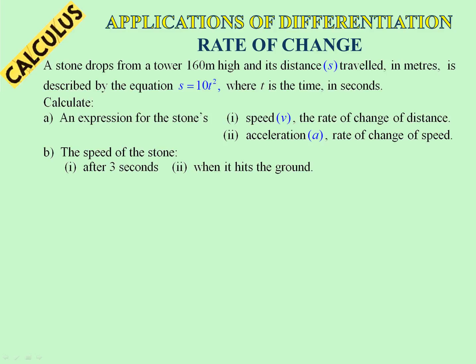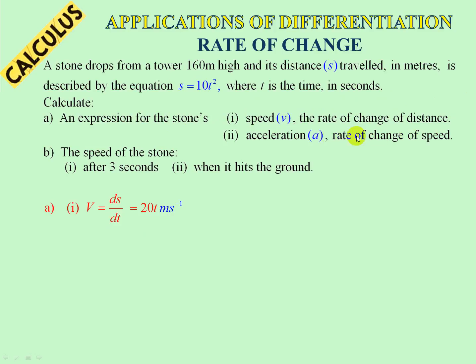A stone drops from a tower 160 meters high, and its distance traveled in meters is described by the equation s equals 10t squared, where t is the time in seconds. So however far it has dropped is given by that formula, dropped from the 160 meters. So find an expression for the stone's speed. Well, there's the distance, and speed is rate of change of distance, so therefore we must differentiate distance with respect to t. There we are, which gives us 20t.